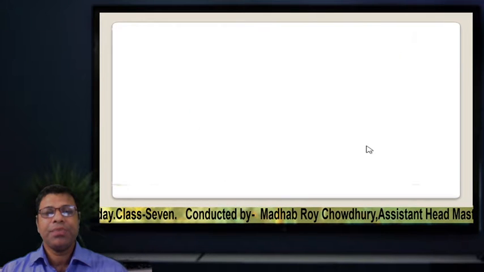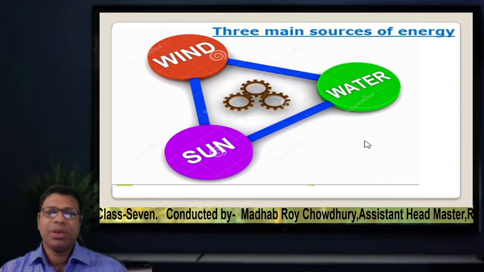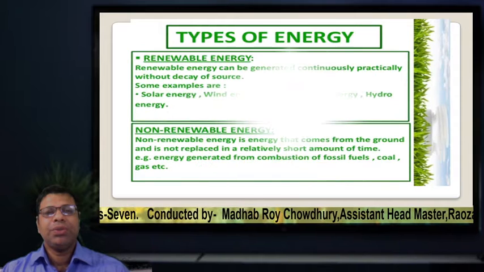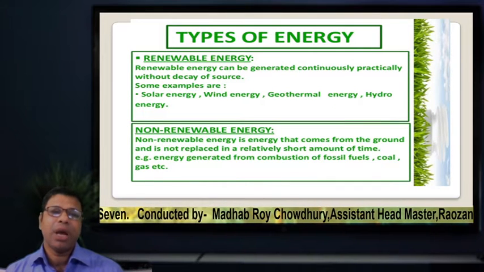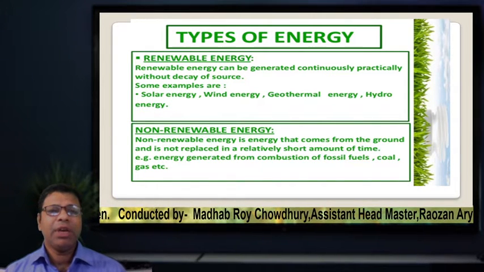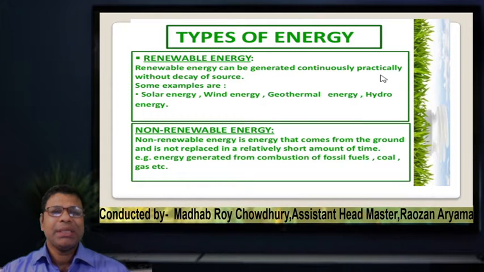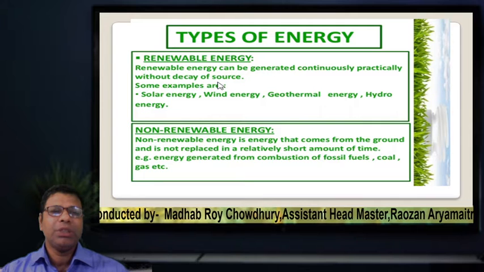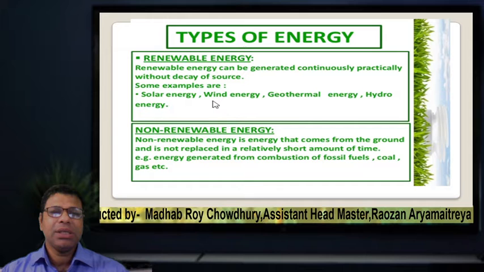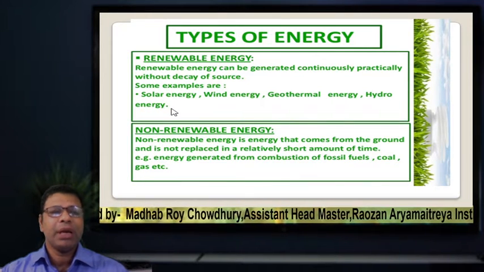So dear students, there are three main sources of energy. What are they? Wind, water, and sun. Types of energy are two types. As I told you, renewable energy can be generated continuously, practically without decay of the source. Some examples are solar energy, wind energy, geothermal energy, and hydro energy.